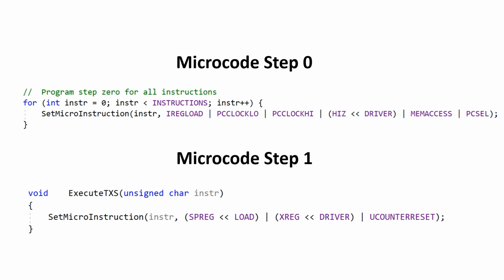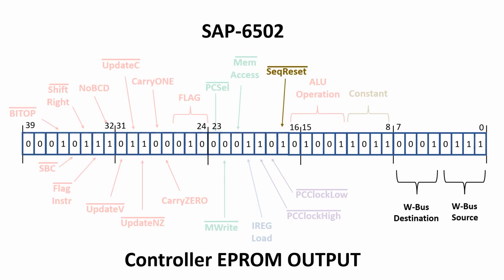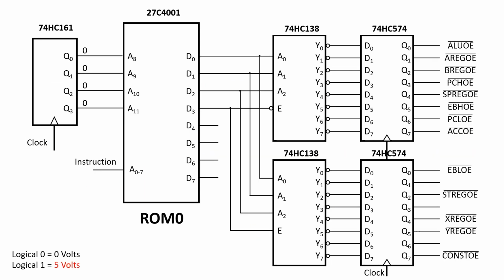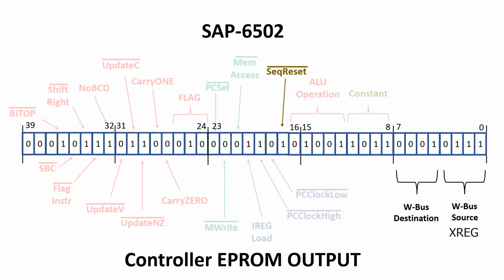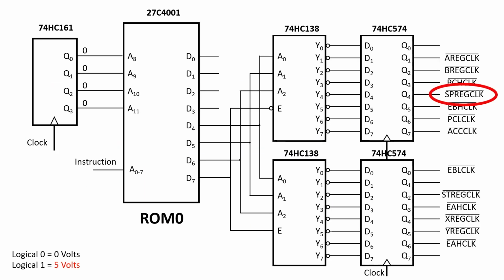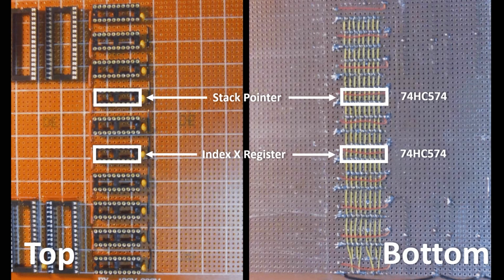This micro instruction is a little more straightforward. We want the X register to drive its value onto the W bus. Conversely, we want to load the value into the SP reg. This means W bus source is set to the X register, and as a result, the XReg OE signal is asserted. W bus destination is set to SP reg, and as a result, the SP reg clock signal is asserted. Both of these registers have both their input and outputs connected to the W bus.